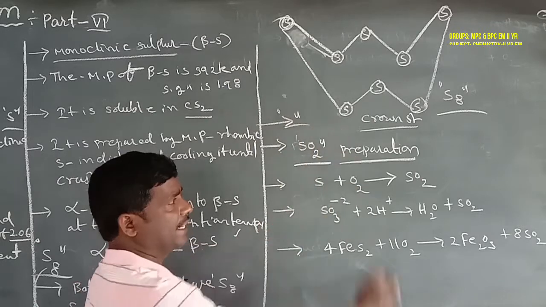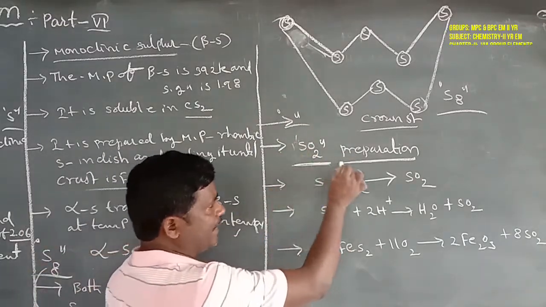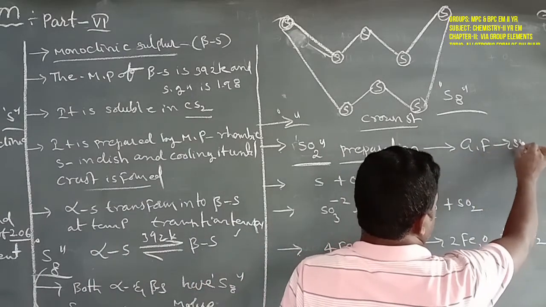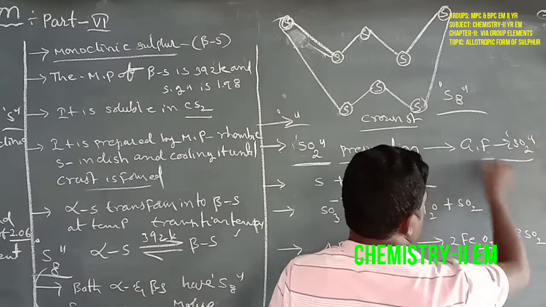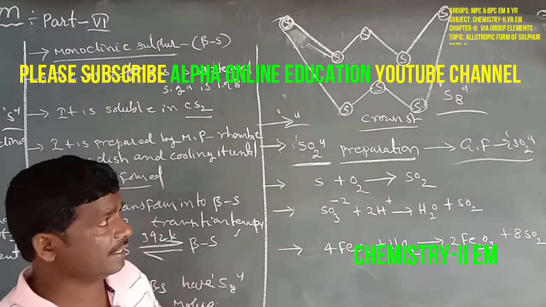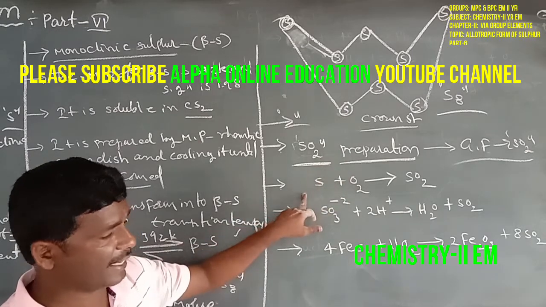Preparation of sulfur dioxide. Here is the general formula of sulfur dioxide: SO2, also known as sulfur dioxide. Here is the first preparation of sulfur dioxide.